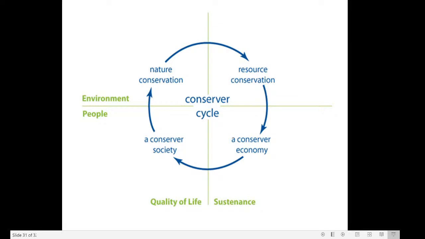We want to save the resources. If we conserve resources, we conserve the economy, and if we conserve the economy, we conserve the society. These are cyclic processes. I think it's the last slide.